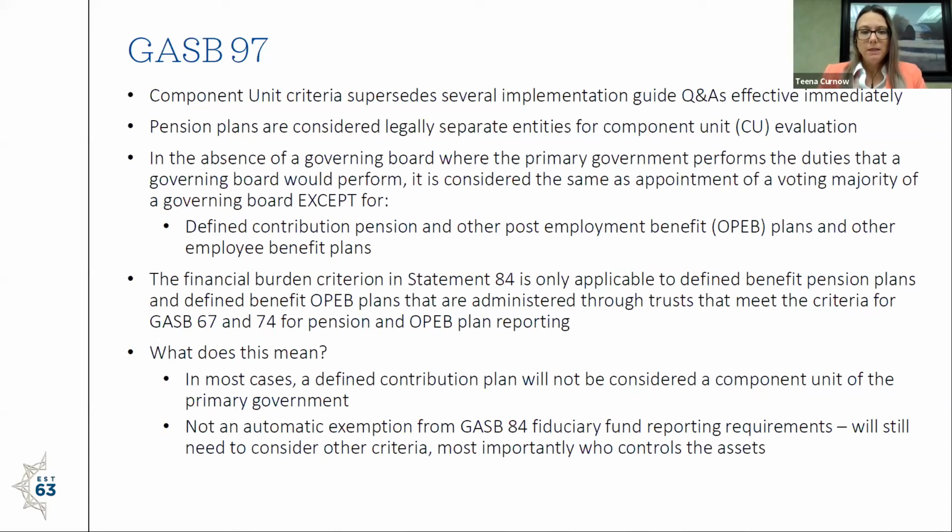So what this means is that in most cases, a defined contribution plan will not be considered a component unit of the primary government. It's not an automatic exemption from GASB 84 fiduciary fund reporting requirements. That will still need to be considered along with other criteria. Most importantly, who controls the assets, which is one of the criteria for reporting a fiduciary activity.